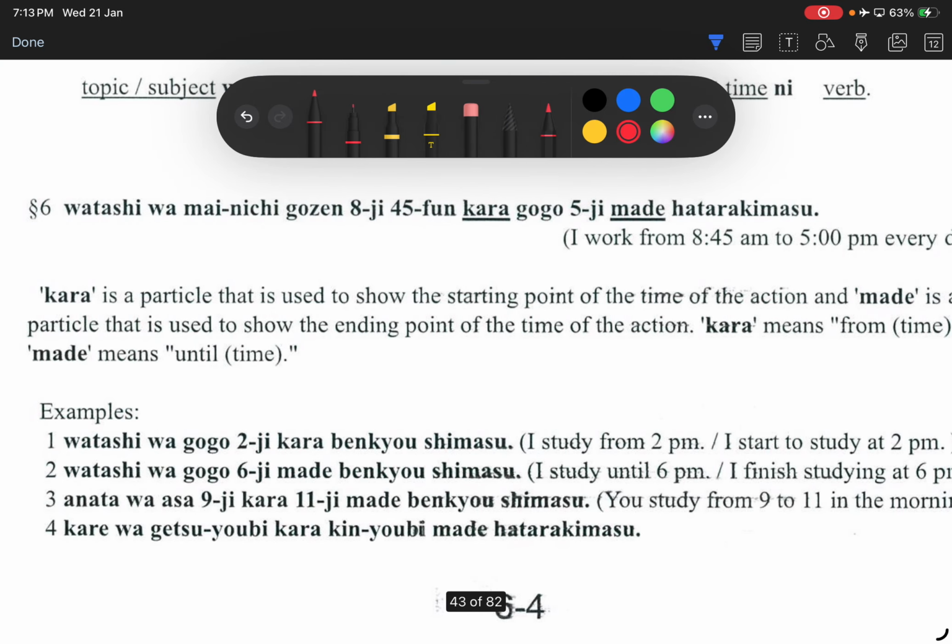Number 6, we learn about kara and made. Right? Kara is basically our from, made is basically our until. Right? It's just to give people a sense of duration. From what time until what time. Right? To tell people, oh, I go from this time to that time.